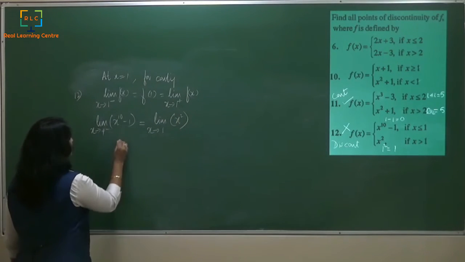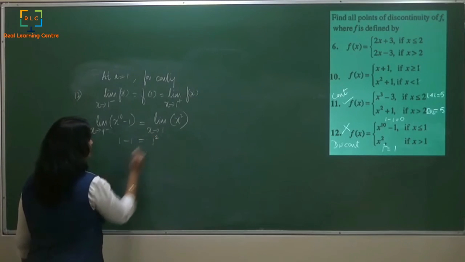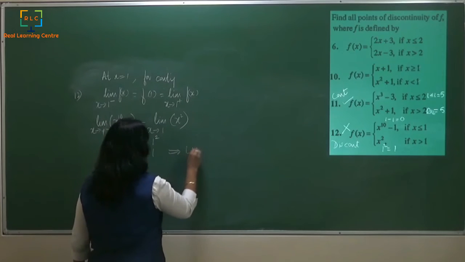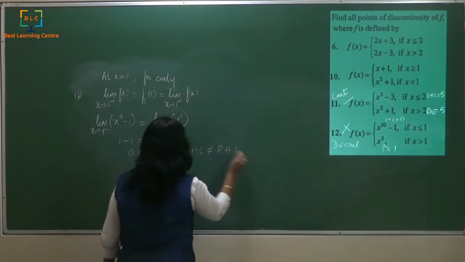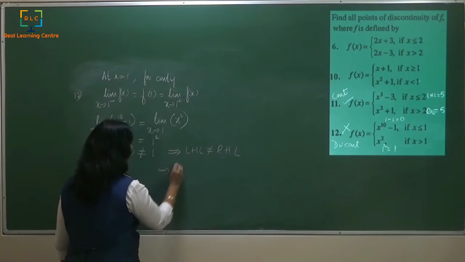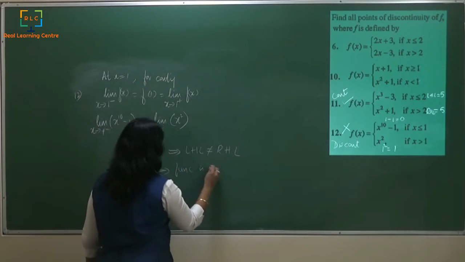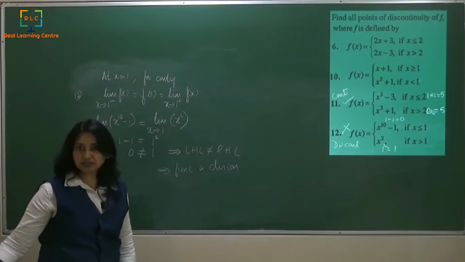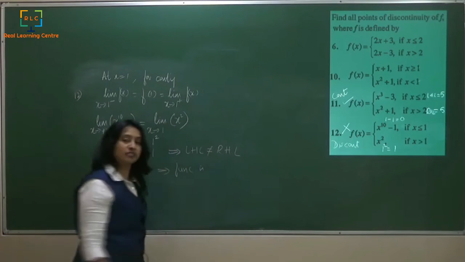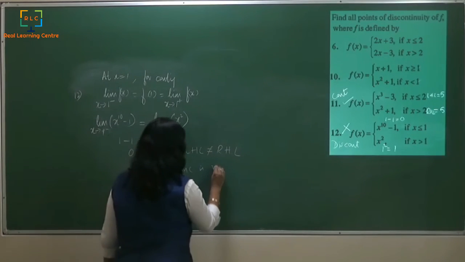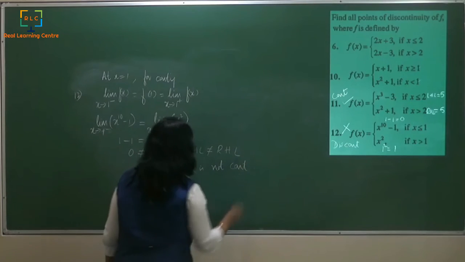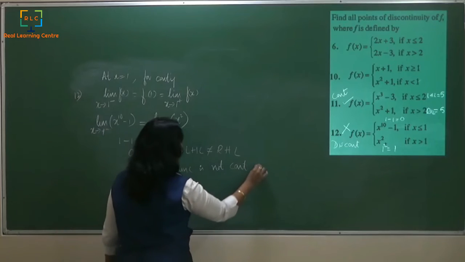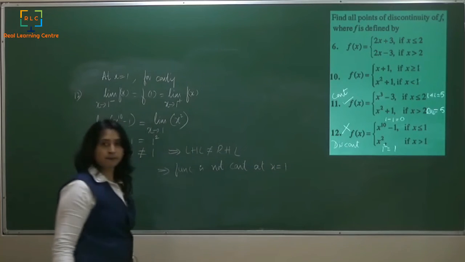So this will be 1 minus 1 and this will be 1 square. 0 is not equal to 1. So this implies LHL is not equal to RHL, and that in turn implies the function is discontinuous, or it is not continuous, because there are three kinds of discontinuity which are not in your syllabus. So we say the function is not continuous at x equal to 1.